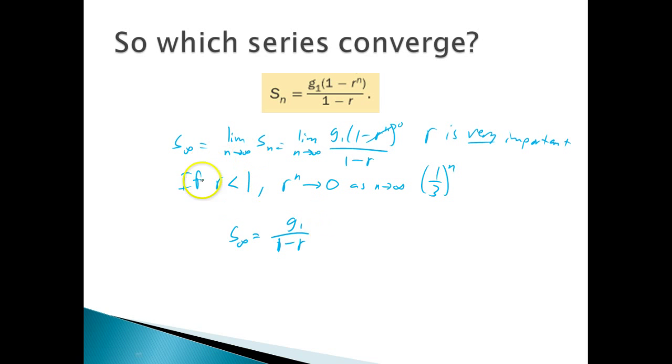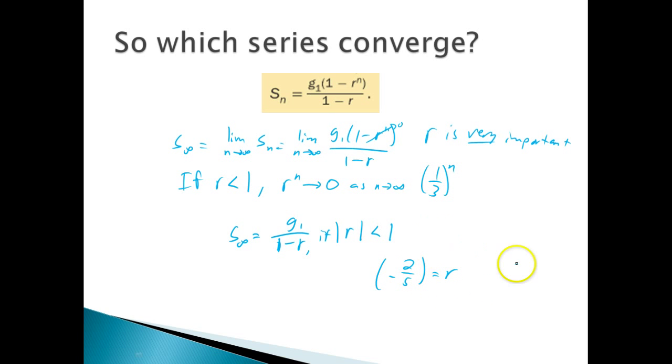So let's be a little bit more specific about this r value. What it really is that if the absolute value of r is less than 1, then this is going to be true. What that means is we could have negative values too. We could have negative 2/5 as our r value. All that means is that we have positive and negative values, but this is still going to get very small. It's going to turn into 0 as n goes to infinity because these numbers are getting smaller and smaller.